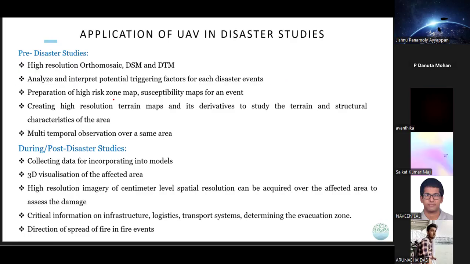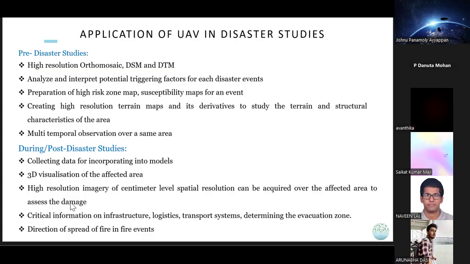Then preparation of high risk zone maps. Okay, and we can make susceptibility maps, and then we can inform the government, because the accuracy of these maps will also be high. Then we can create high resolution terrain maps and derivatives to study the terrain and structural characteristics of the area. Then the multi-temporal observation over the same area: if there is a landslide happening in Wayanad or in the Himalayas, we can go and have repeated monitoring using the drones. Okay, the saturation points, everything can be analyzed.